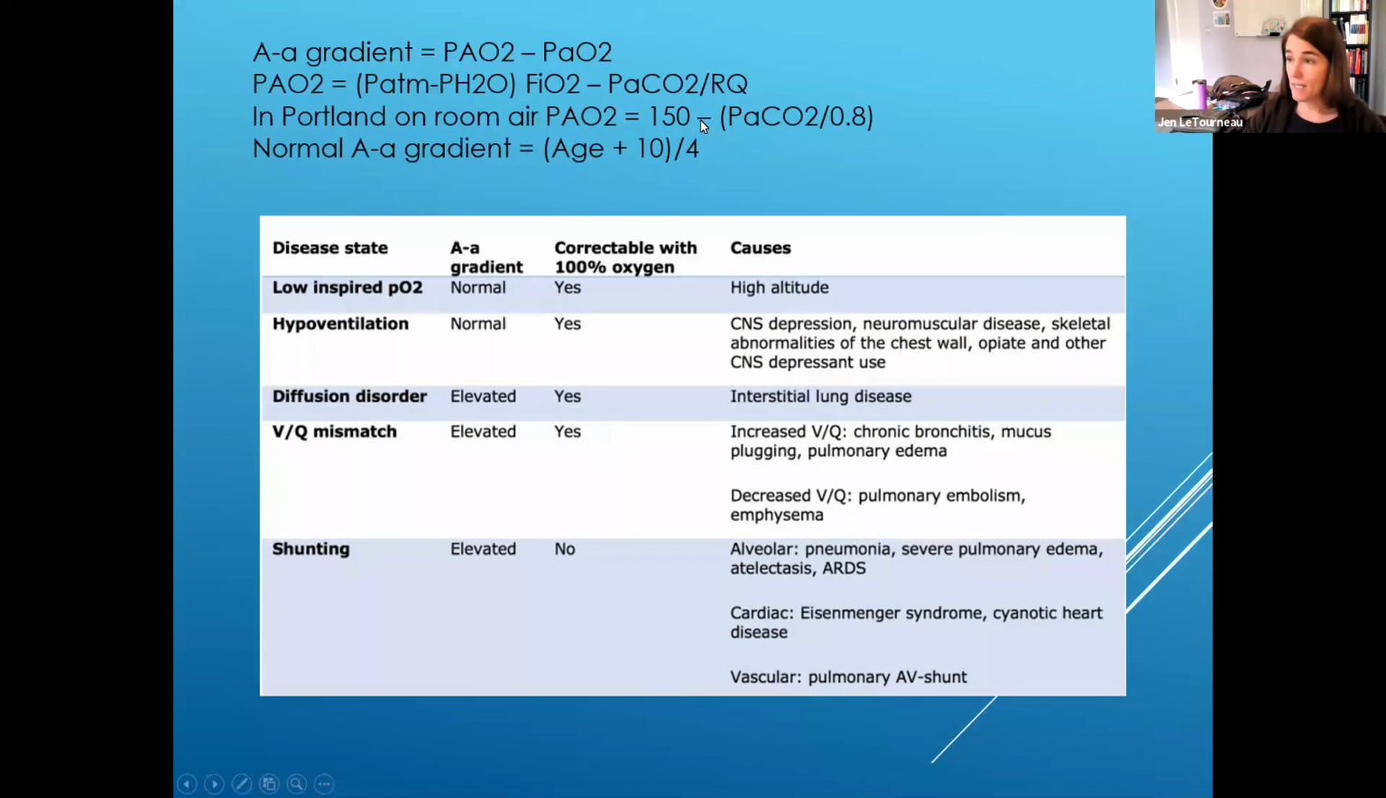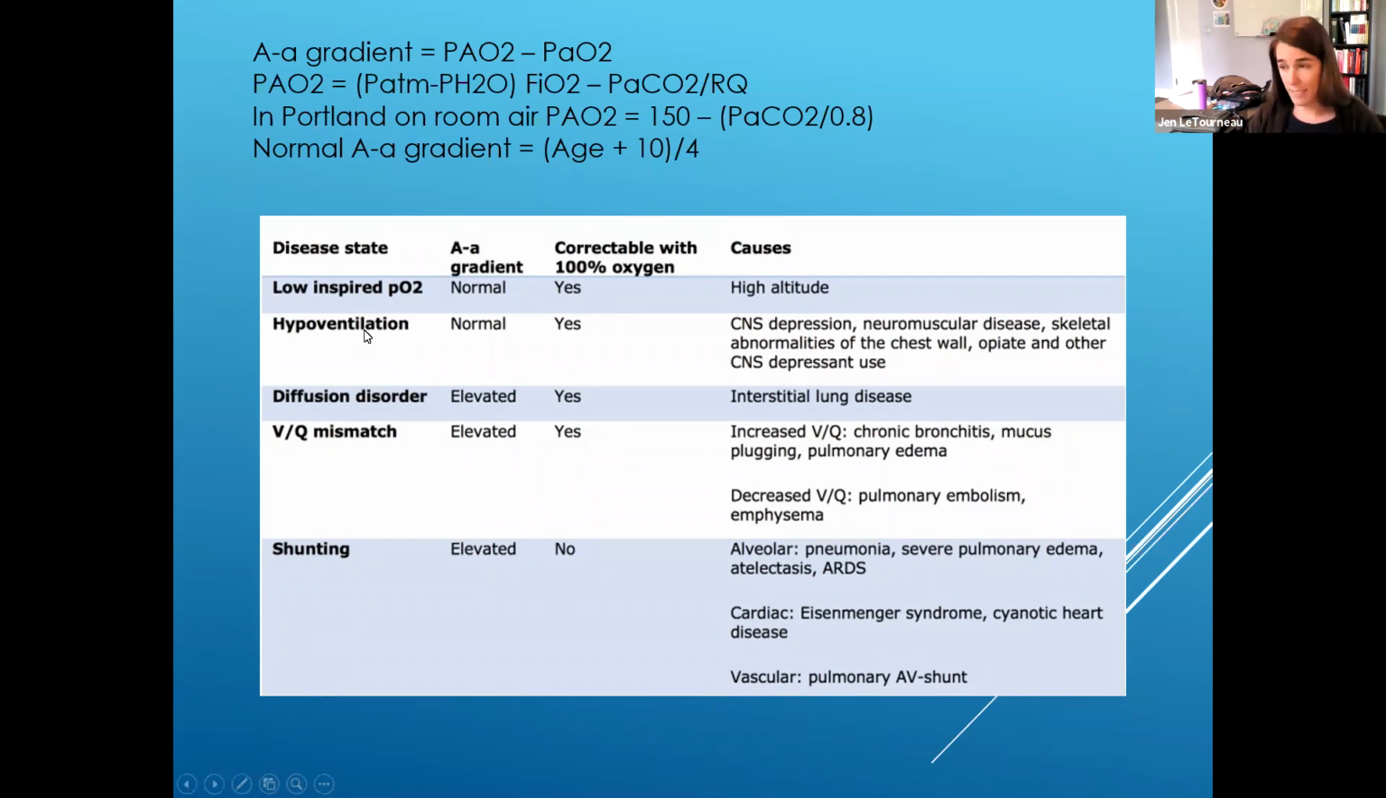And then from that, so the big PaO2 in Portland, 150, you subtract the PaCO2 divided by the respiratory quotient, right? And then that gives you the PAO2, and you subtract the blood gas measured PaO2, and then you have your A-a gradient. Once you have that, then you can look through here and you can figure out what's going on.